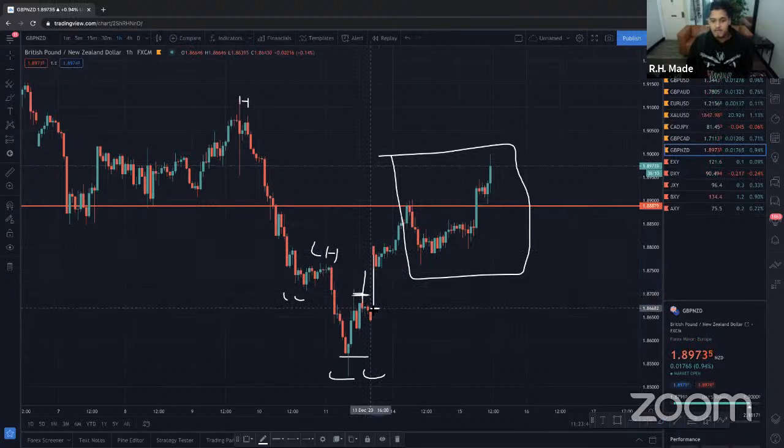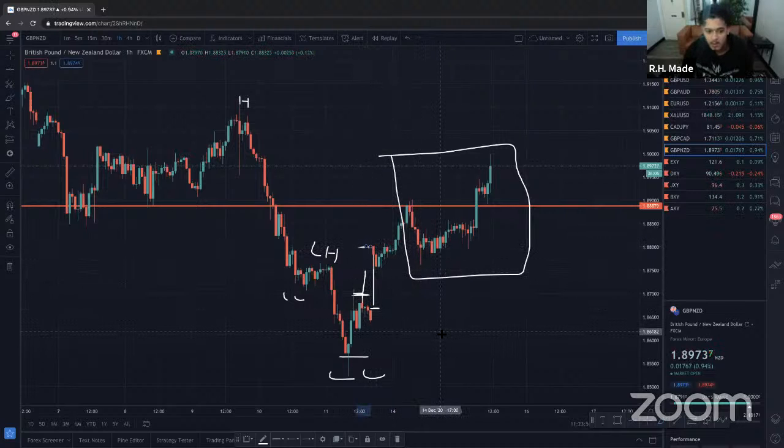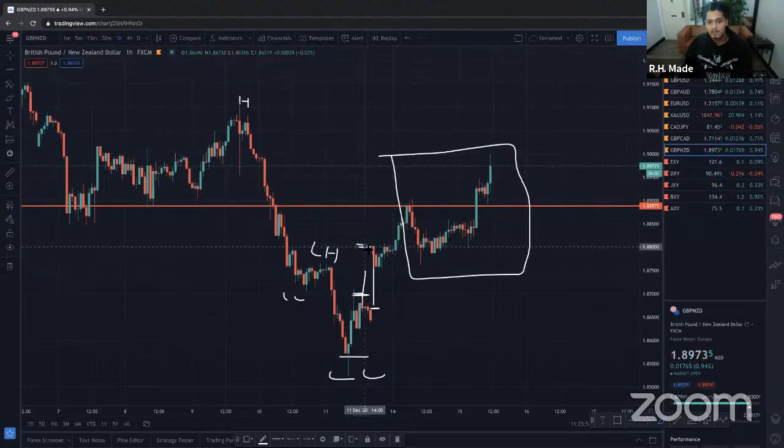This was Friday at 5 p.m. This is where the market opened up, Sunday at 5 p.m. We're starting to form an uptrend, right? We all see that. Low, high, higher low, higher high, right? Higher low. Now it's making a higher high.